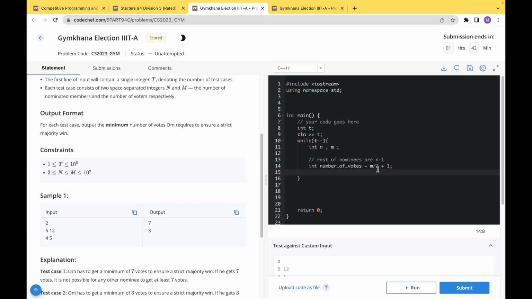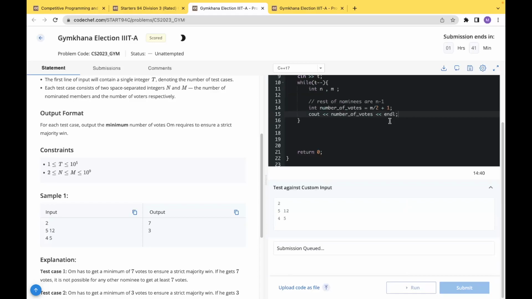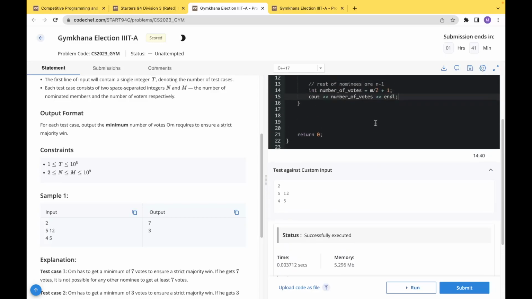And then Om has, in this case, strictly more votes than other nominees, right? So I'll just print it out and I'll just write endl so that the answer for the next test case is printed on the next line, right? So I think it's clear. Dekho dhyan se, Om ko ek entity maan lo, baaki log ko ek entity maan lo, isliye do se divide kar rahe hain. Aur maine bola na, okay, kuch gadbad kar di kya?